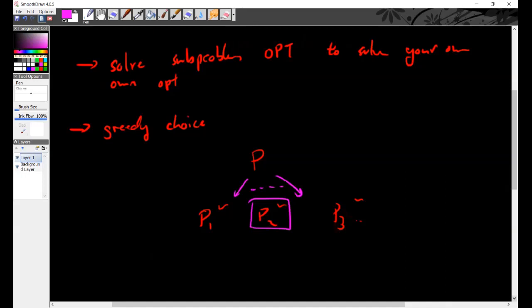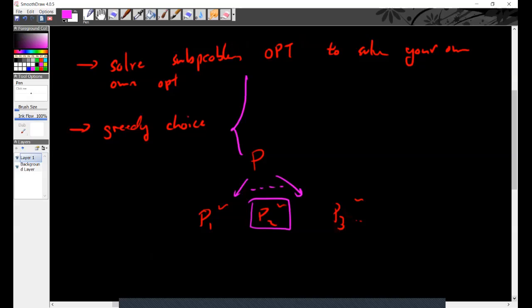Like you might think, okay, I should be considering this case, I should be considering this case, I should be considering this case, right? As it turns out, the structure of the problem is such that you actually don't need it.